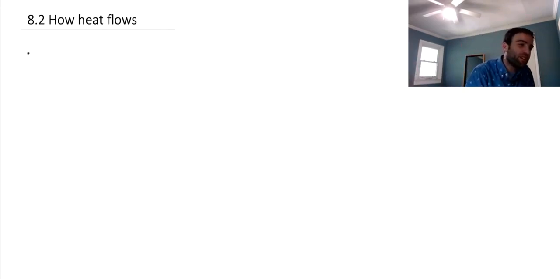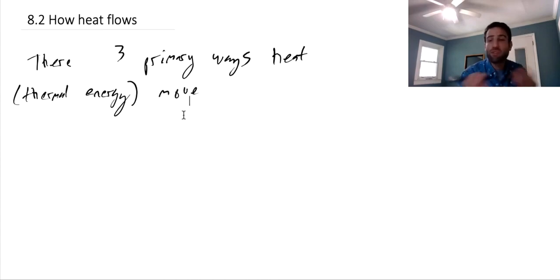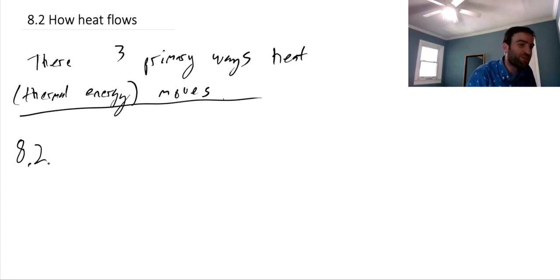So there are three primary ways heat, or thermal energy, moves from one object to another or within the same object. In this section, I'm going to qualitatively describe each of these three mechanisms. In the next section, when we talk about insulation, we'll get into more quantitative detail. But for the time being, I want to give you a qualitative picture of each of these mechanisms. First, in section 8.2.1, we'll talk about the conduction of heat.